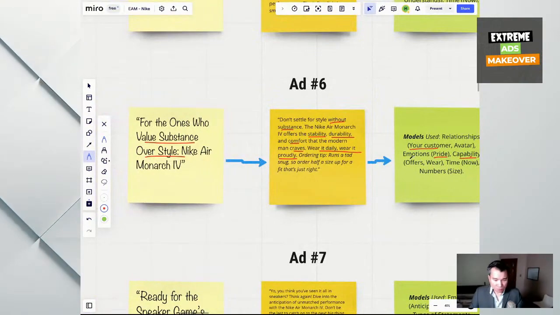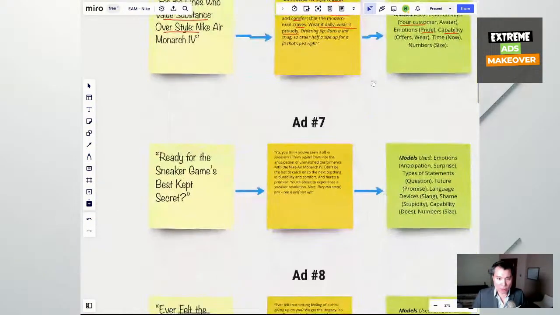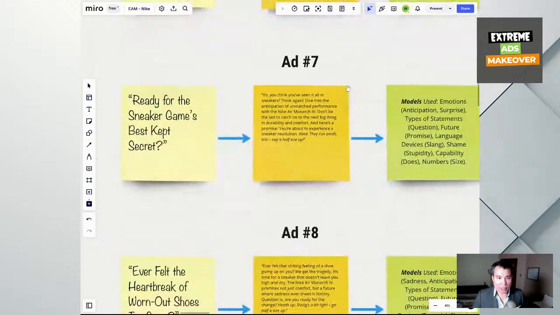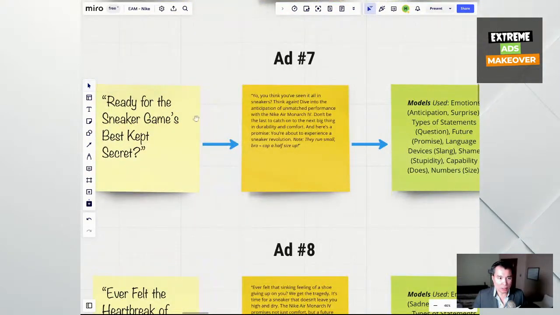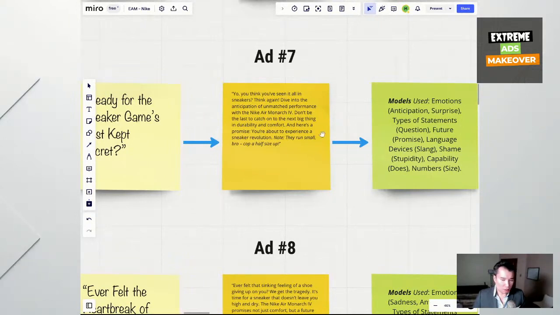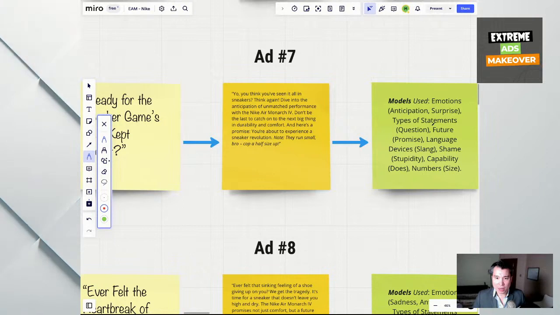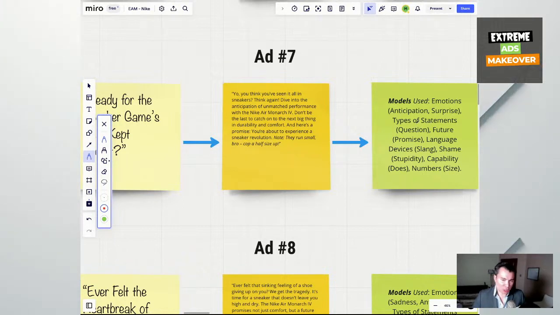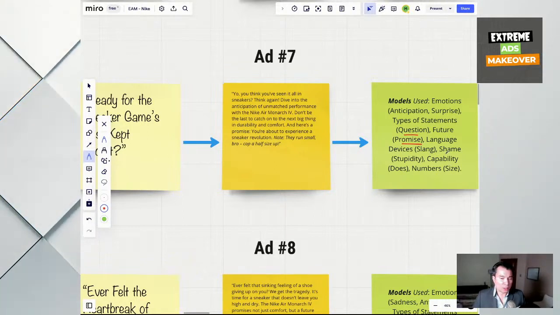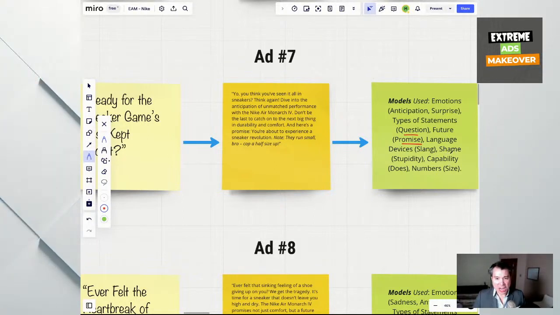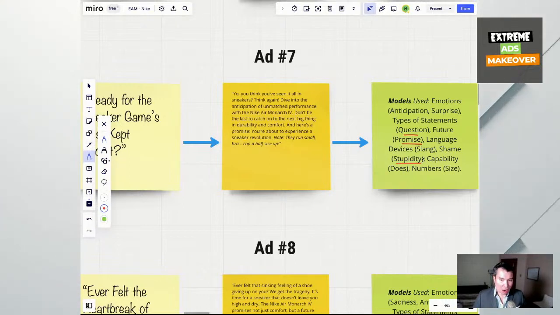Beautiful, beautiful. Okay, let's move on to ad number seven. That's where we get a little bit more complex. So, let's start with this. The emotion here is anticipation, surprise, state. We change the type of statement from just a poor statement to a question. And then we do the promising as a future state, and we incorporate the shame, stupidity, very complex emotions. So let's see what happened.